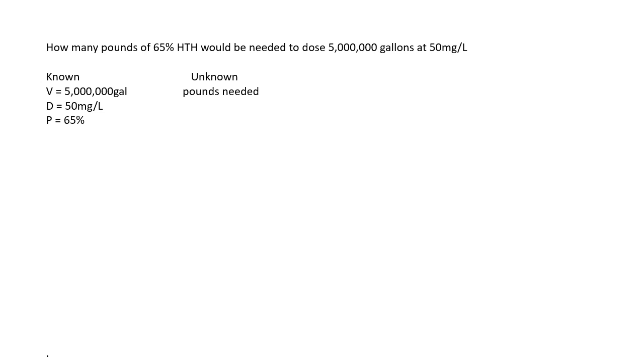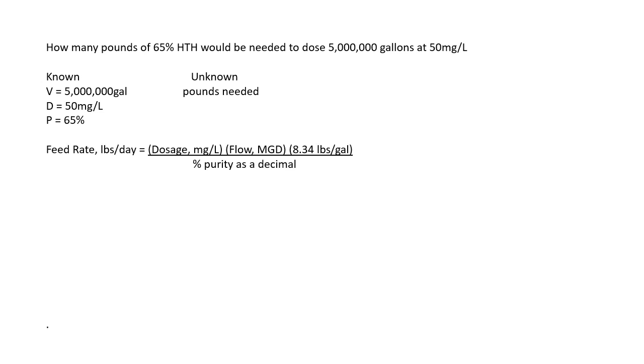The unknown will always give you the formula you need to solve. Here we have the feed rate pounds per day formula: dosage milligrams per liter times flow MGD times 8.34 pounds per gallon divided by percent purity as a decimal. Notice our units of measurement do not match because 5 million gallons is not MGD. Believe it or not, 1 MG is equal to 1 million. Who would have thought? For practice, I will write this out so we can do unit conversions.